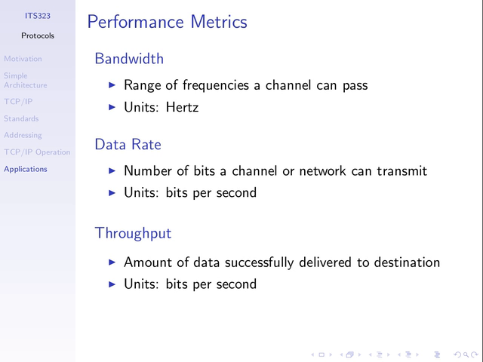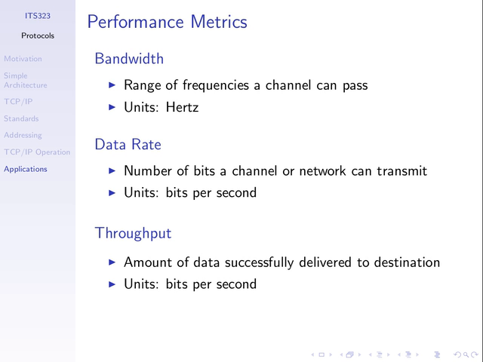Data rate, the maximum speed we can send bits across some link or channel or network, measured in bits per second. Throughput, the speed at which the real data is successfully delivered to the destination. There's a difference here. If we need to transmit this packet, we need to transmit all bits.